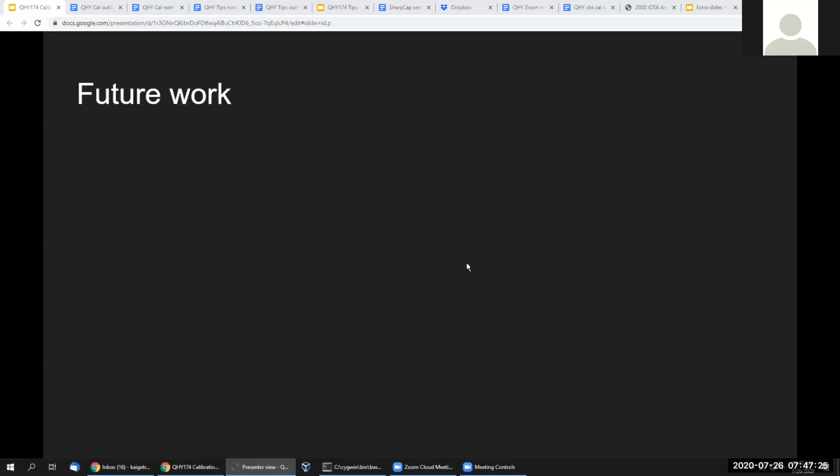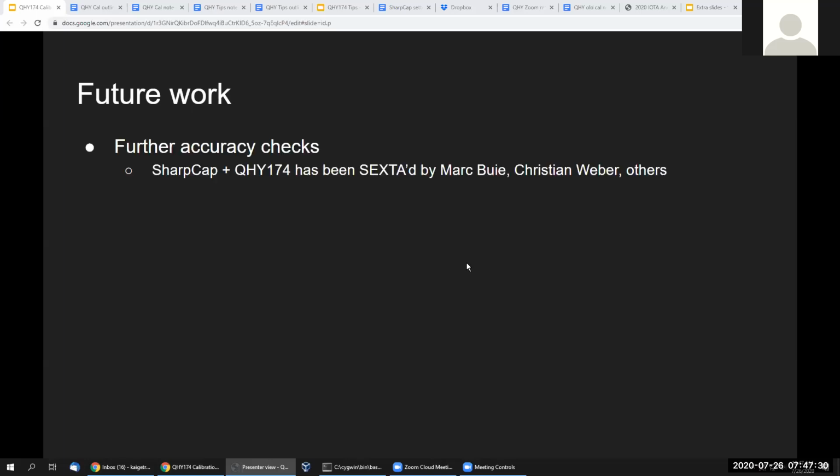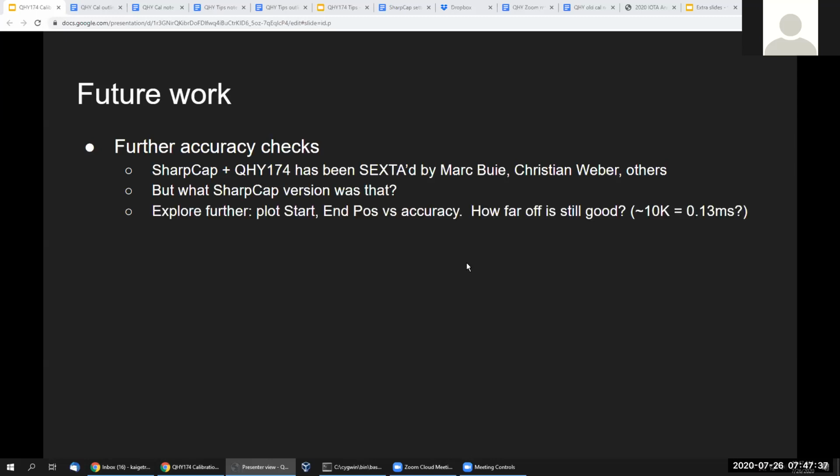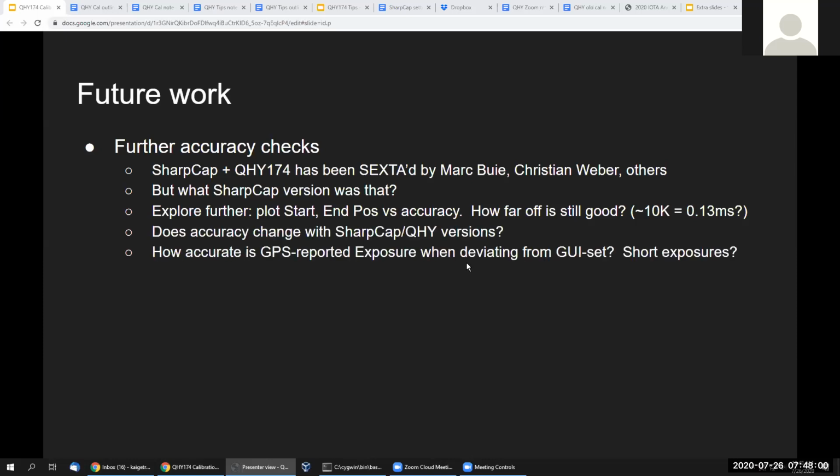Okay, second to last, future things I'd like to see worked on. More accuracy checks. Obviously, this has been tested by Mark Bowie and Christian Wiebe and a few others, but what version were they using? And I'd like to explore the calibration space more. Is my hunch that 10K is only a 0.13 millisecond error sufficient? Can we start bringing End Pos down in steps, 100K at a time, and see is it really on that 75 megahertz clock, and is there a somewhat linear relationship between accuracy and End Pos? Does it change with versions?